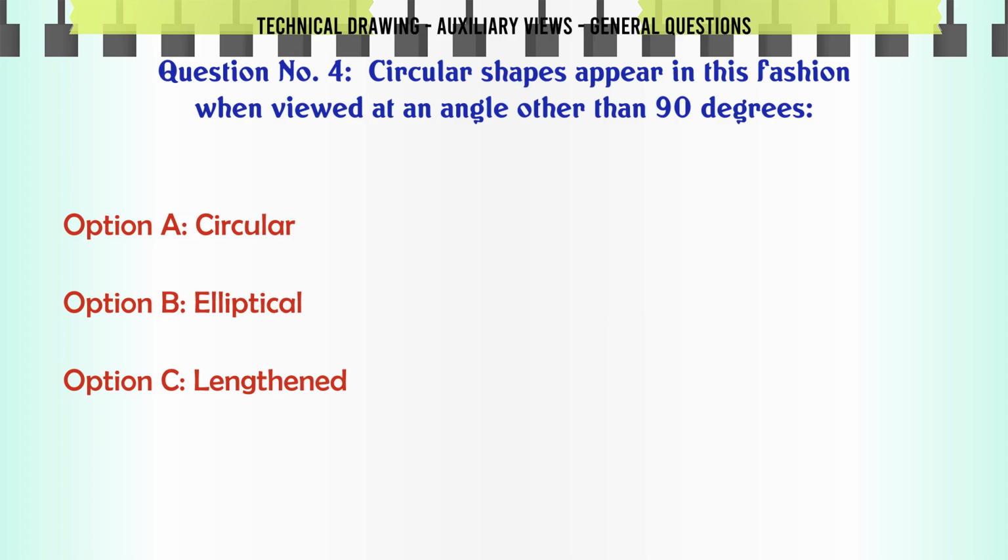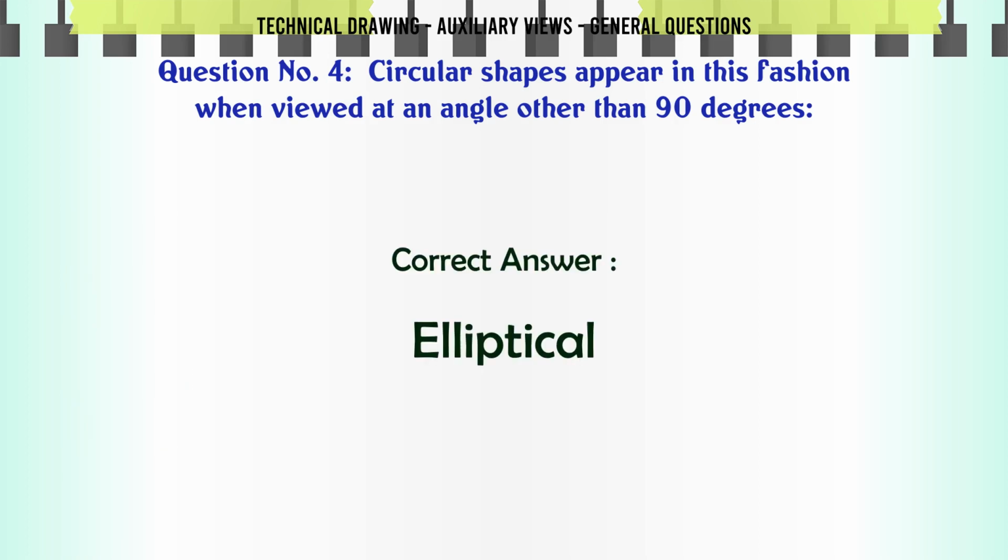Circular shapes appear in this fashion when viewed at an angle other than 90 degrees. A. Circular. B. Elliptical. C. Lengthened. D. Angular. The correct answer is elliptical.